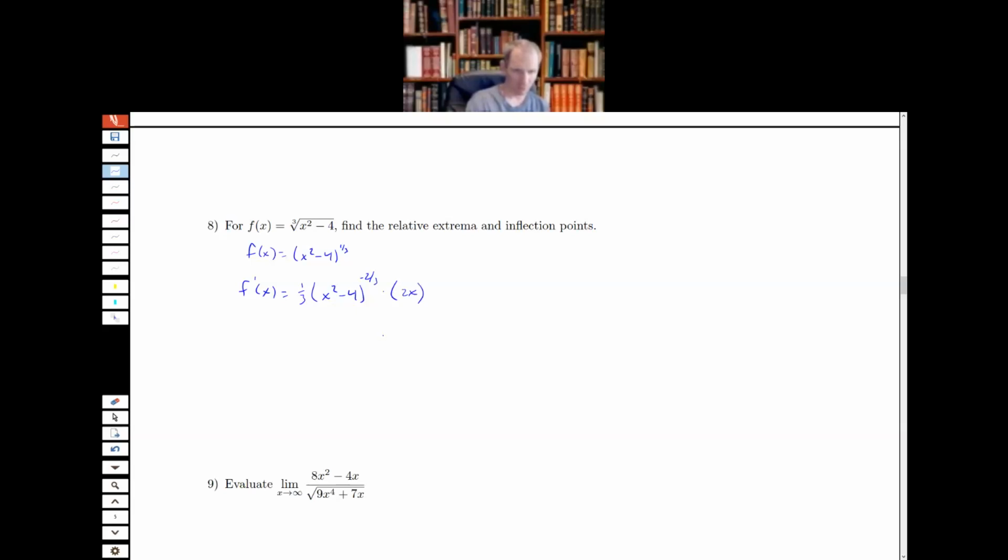Okay, I'm going to rewrite this in a way that looks nicer for doing algebra. So this negative exponent, I'm going to put in the denominator as a positive exponent. We have the 2x on top, and then 3 times x squared minus 4 to the positive 2/3 power on the bottom. To find maxes and mins, I want to look for where f prime is 0 or undefined, and then we're going to do that first derivative test.